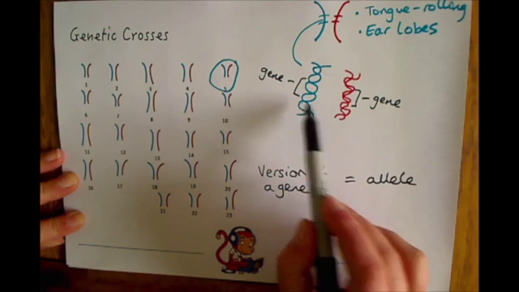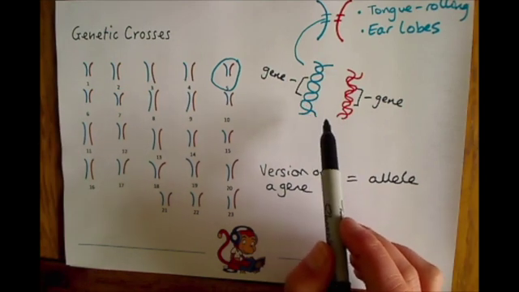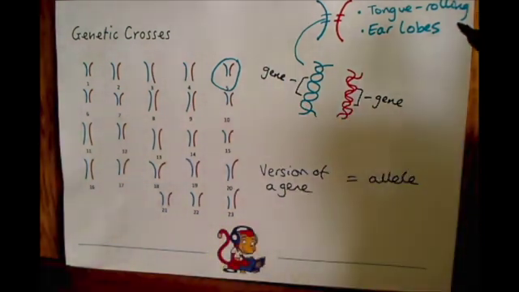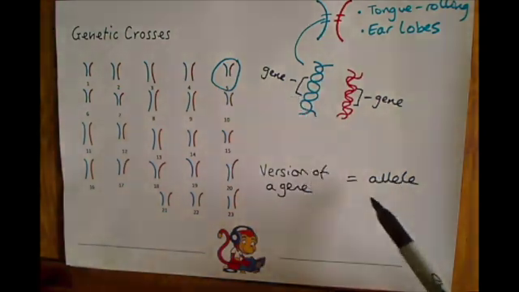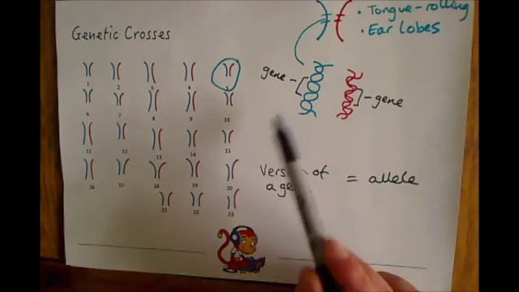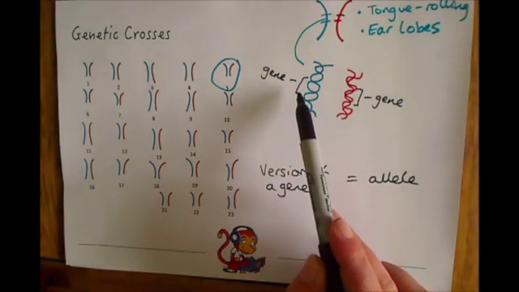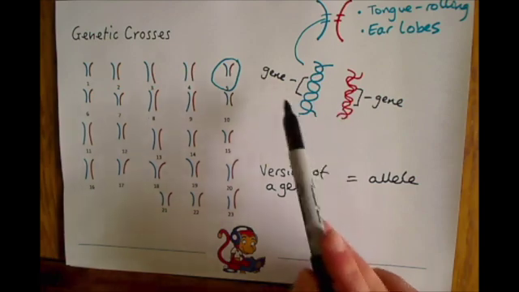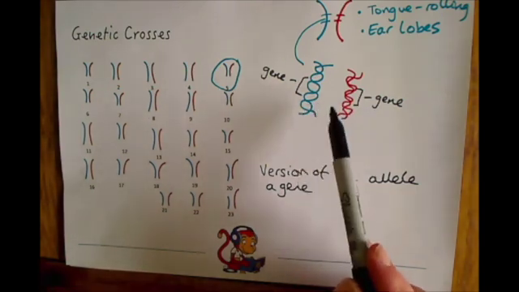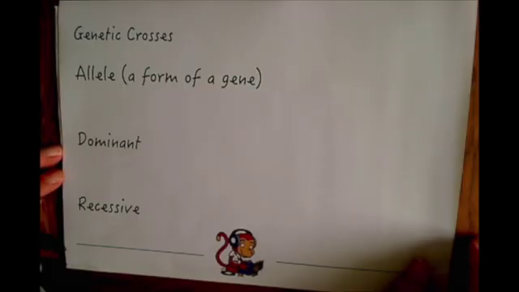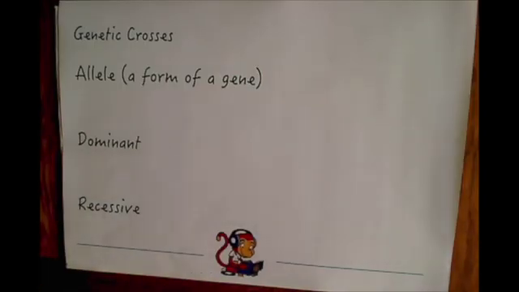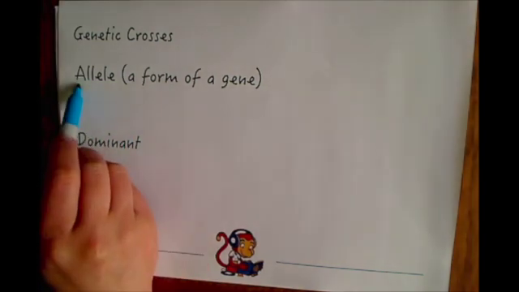It depends how these alleles interact to determine whether you can roll your tongue or whether you've got earlobes, for example. So you will inherit a particular gene, but just further a particular allele, a particular version of that gene from your mother and from your father, and the way those two interact will determine your characteristics. Okay, so to go a little bit further, there's lots of new words associated with this topic. We've discussed allele already, so a form or a version of the gene.